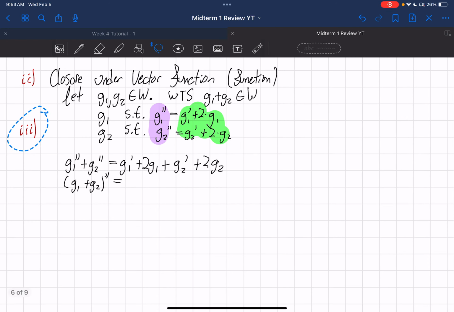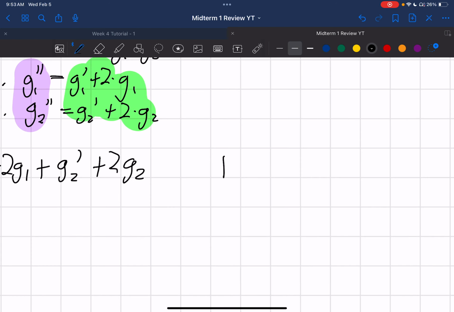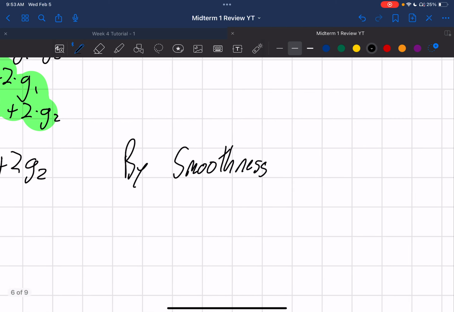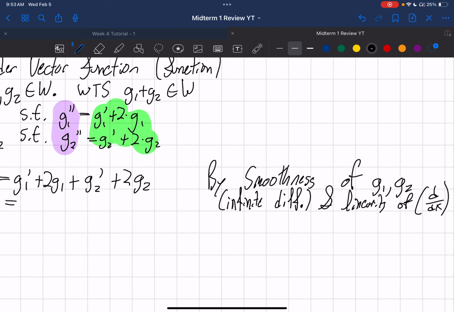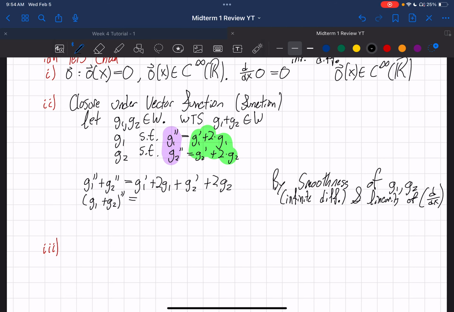So we have this case over here, I guess by smoothness of g1 and g2, which is infinite differentiability, and so by our smoothness and linearity of this differential form operator, because you can think of it as like you're used to operations, especially in a vector space, of addition and vector addition and scalar multiplication.